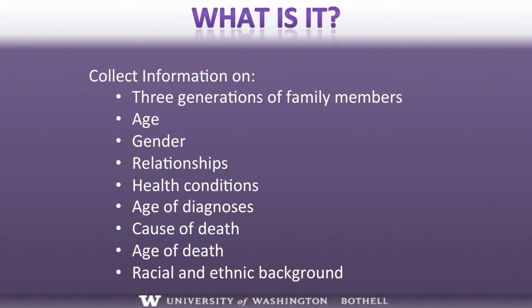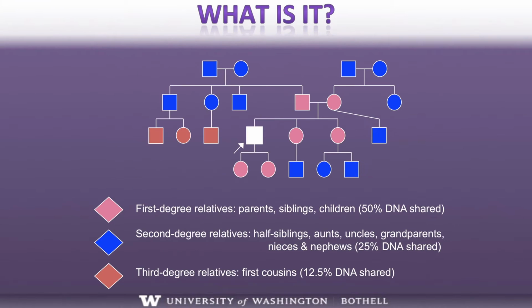So what is a family health history assessment? Ideally, it involves collecting information about 3 generations in the family. This information includes age, gender, relationships, any health problems or deaths, when they occurred, and racial and ethnic backgrounds. This information can then be turned into a pedigree, which is a visual representation of the family history.